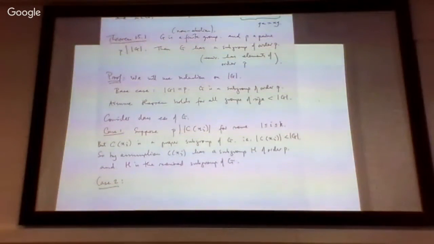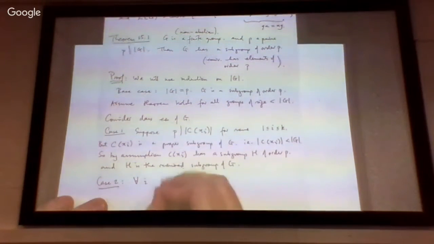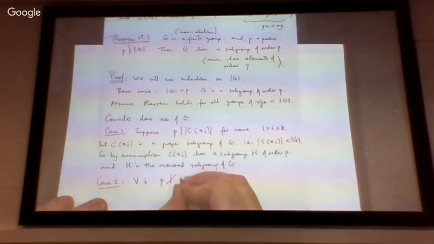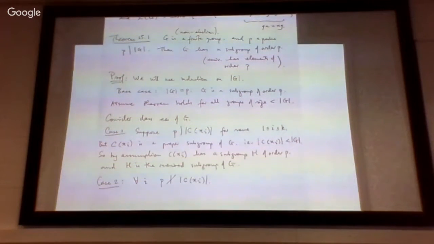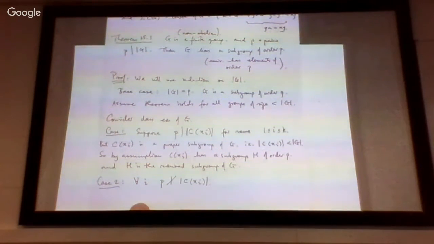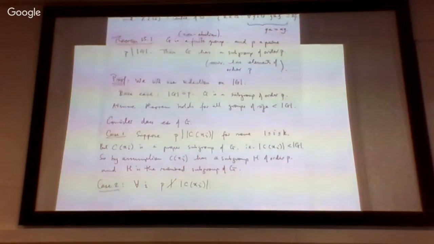Now we have to think, what if that's not true? Case 2 is everything else apart from case 1. So for case 2, we're assuming for all i, P does not divide the size of C(xi). P divides none of the orders of the centralizers. Is everybody clear on that? That's case 2. It's the complement of case 1.